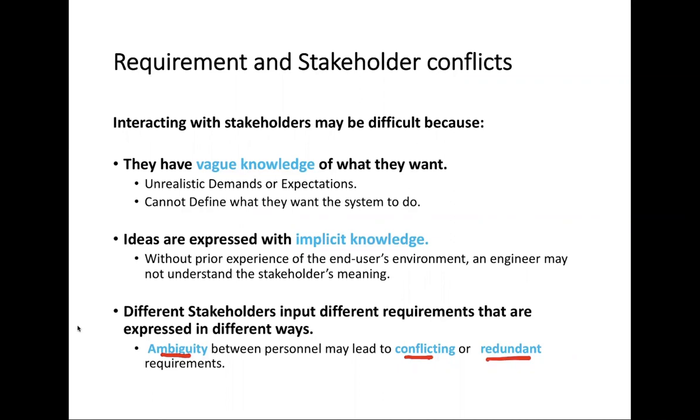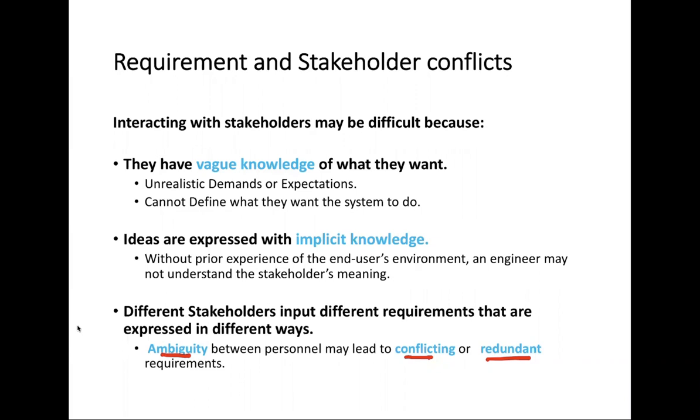So how is this a big deal? It's a big deal because it is a tough task, based on the fact that we might have vague, unclear knowledge. We have unrealistic demands and unrealistic expectations. Stakeholders can't actually define what they want from the system. When they try to express their ideas, they assume that everybody knows what they want, but not necessarily. Without prior experience of the end user environment, an engineer collecting such information may not even understand what the stakeholder wants or what they mean. So those factors make the problem very hard.